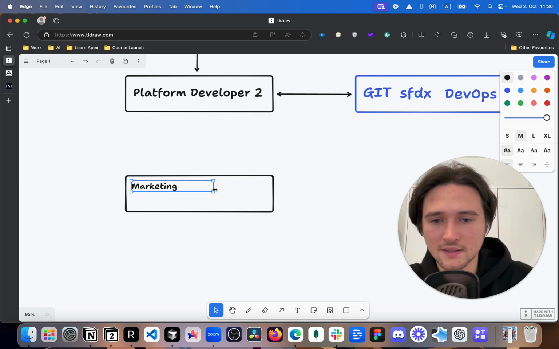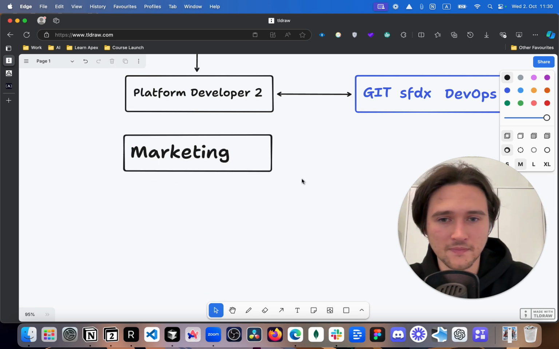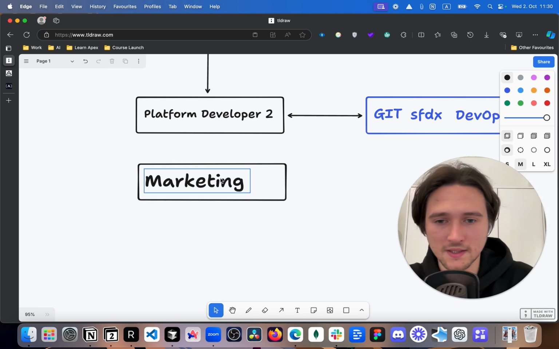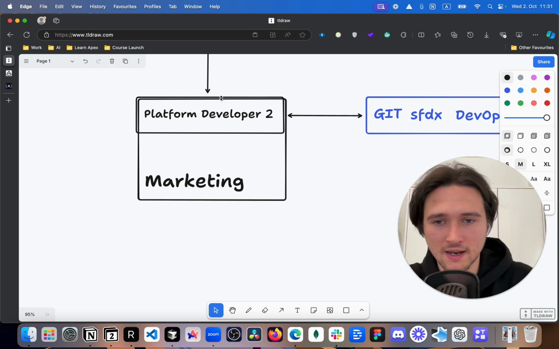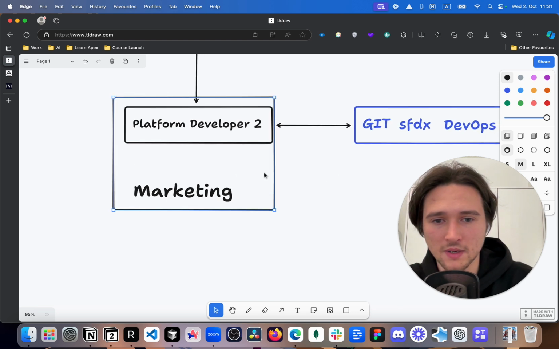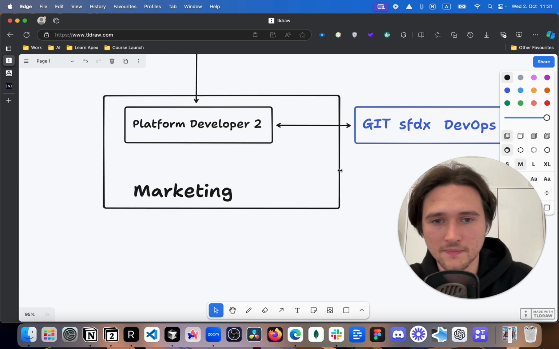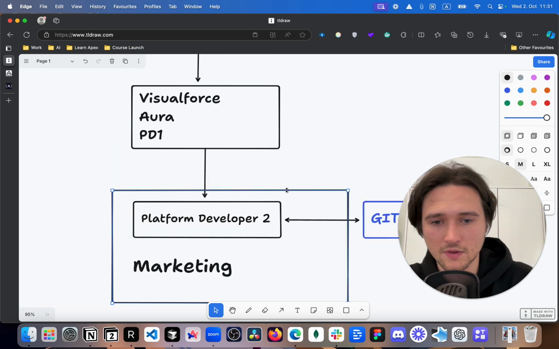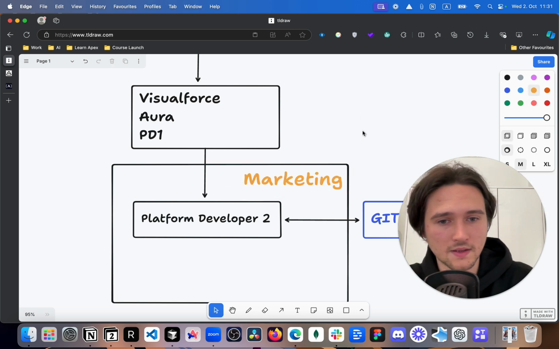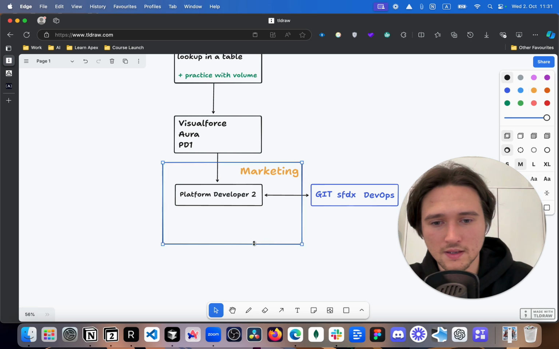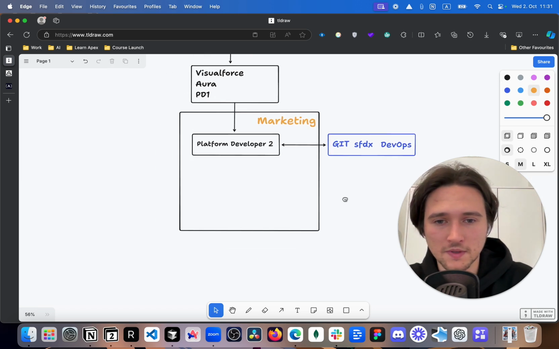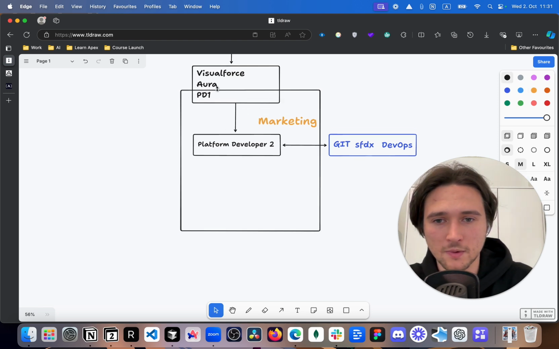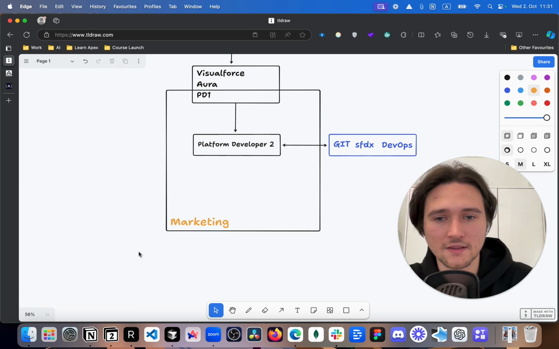And this is something that a lot of people miss, right? So you need to do the marketing. And what do I mean by marketing? We can actually put this Platform Developer 2 into the marketing part. So Platform Developer 2 is part of the marketing. Even Platform Developer 1 is part of the marketing.